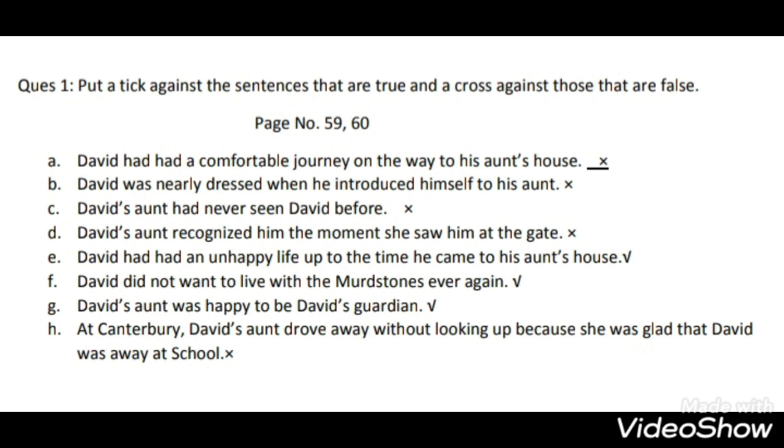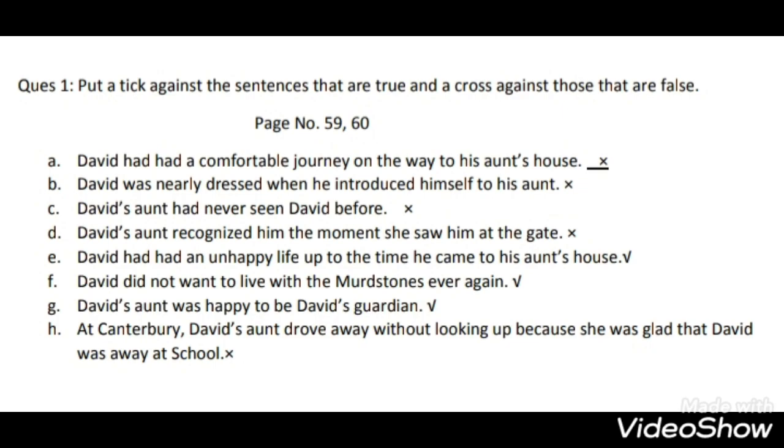G. David's aunt was happy to be David's guardian. Yes, correct. She was a kind-hearted lady and she was ready to be his guardian. H. At Canterbury, David's aunt drove away without looking up because she was glad that David was away at school. This statement is wrong. His aunt was not happy that time. So children, see once again, I am going to repeat the same exercise. A is wrong, B wrong, C wrong, D wrong, E right, F right, G right, H wrong.